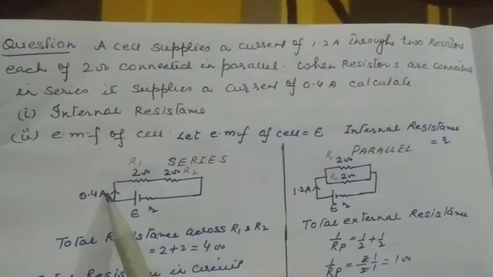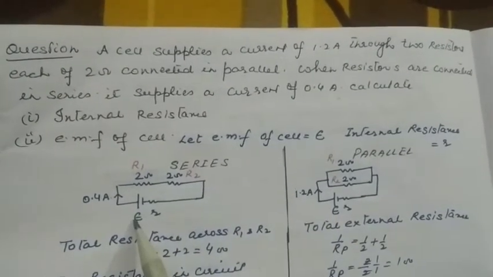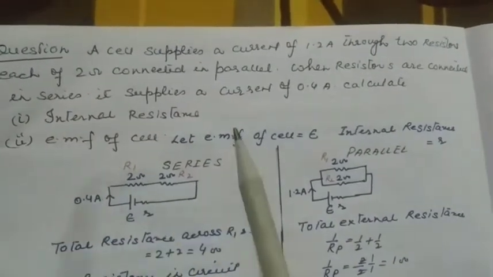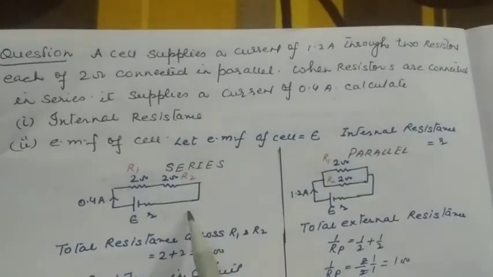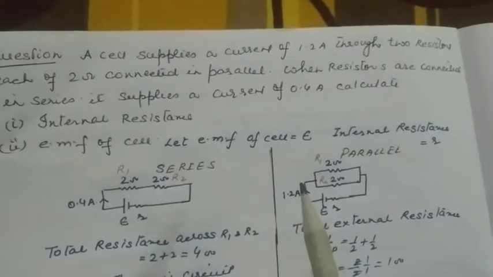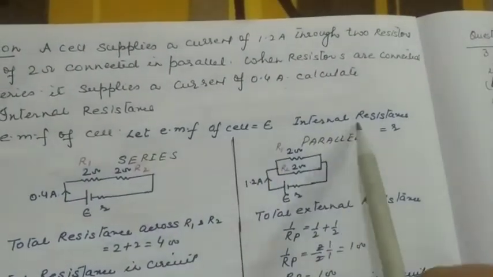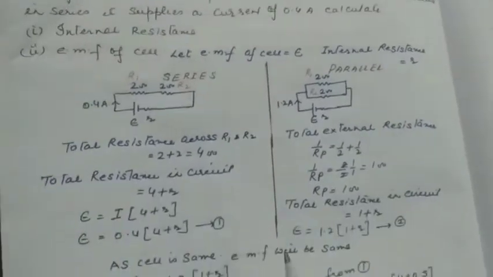What is missing here? EMF and internal resistance. In both cases, we have to find out the EMF and internal resistance. One thing more, in both cases the cell is the same. Be careful, these are only two different situations of the same cell. So that's why I consider here: let the EMF of the cell be E and the internal resistance R. So first I will consider this case.